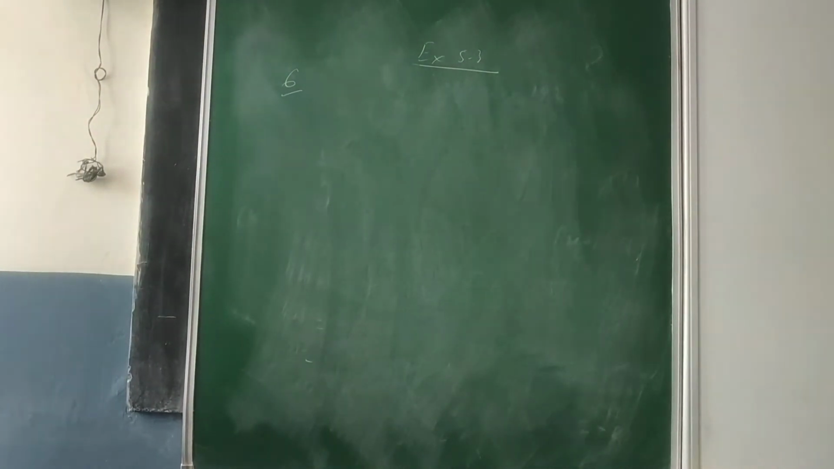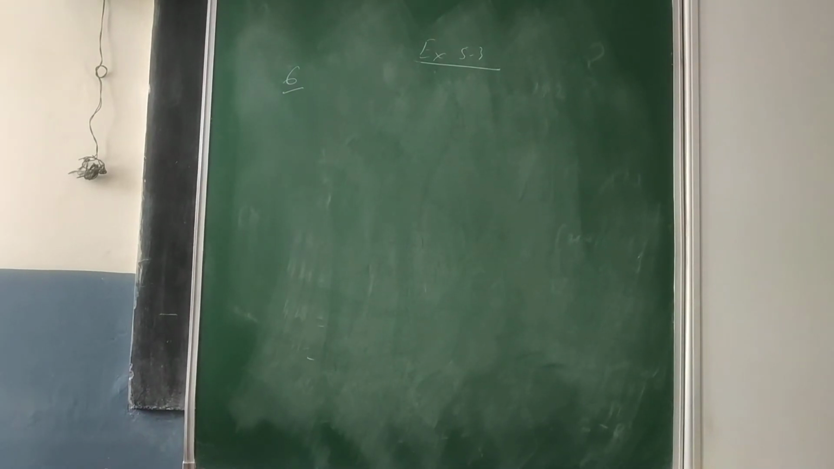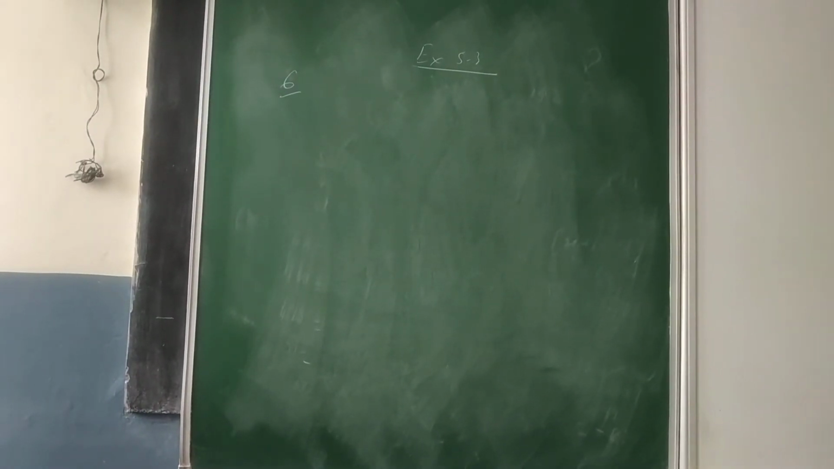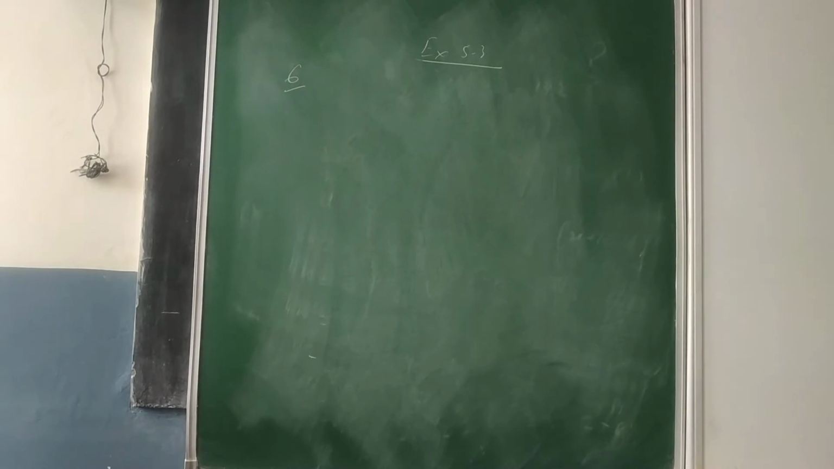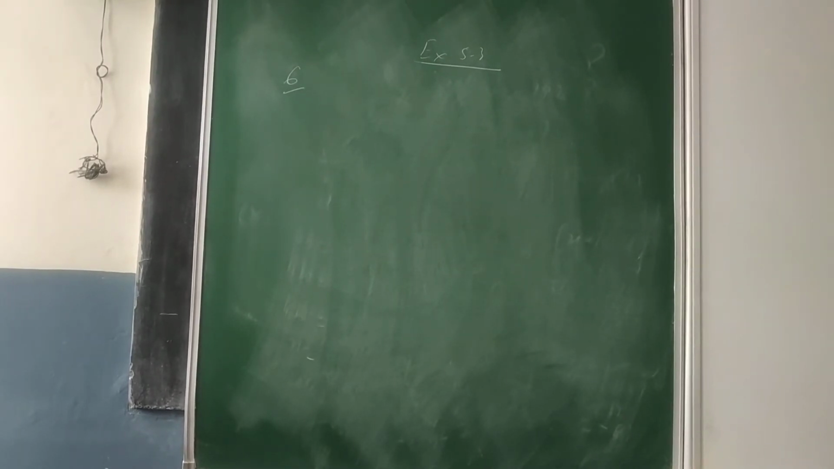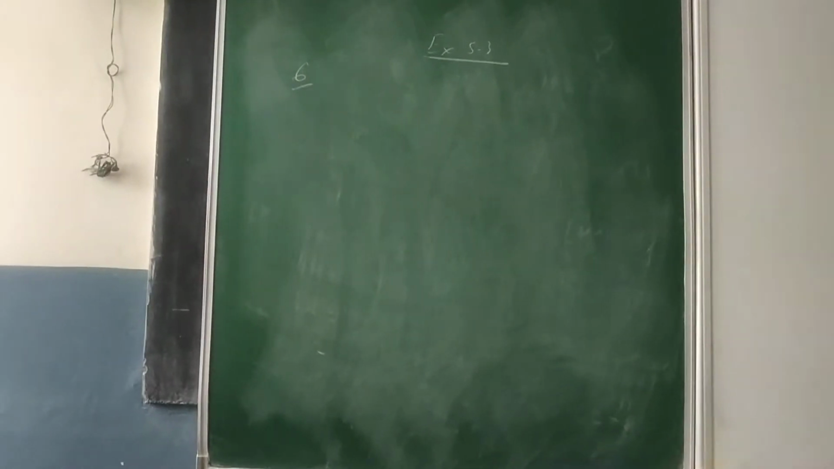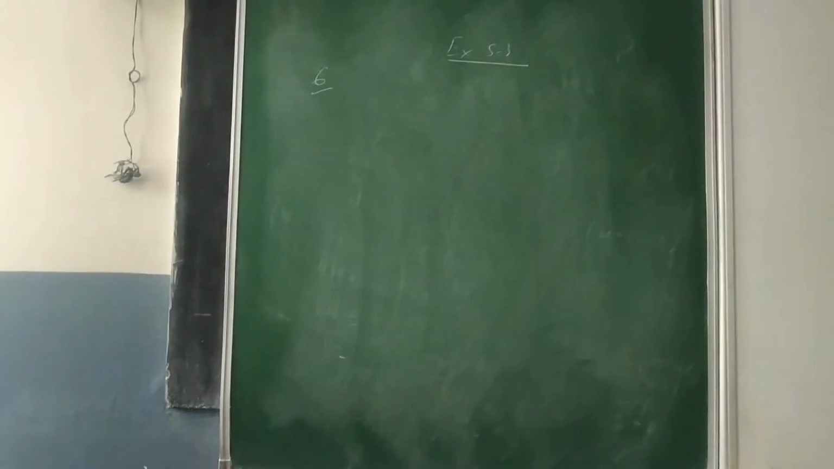That is, the first and the last term of an AP are 17 and 350 respectively. Common difference is 9. How many terms are there and what is their sum? So again, you write the information.